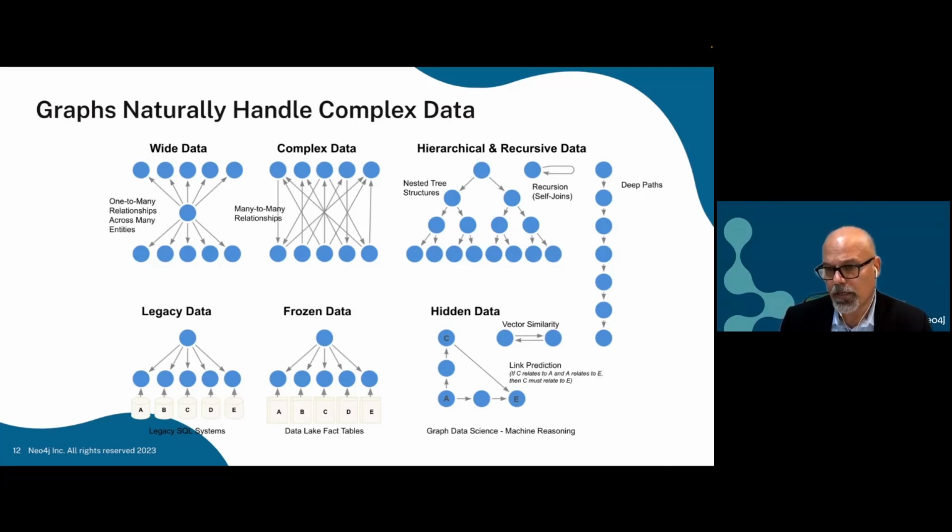And then finally, graphs are excellent at identifying hidden data. By hidden data, I mean there's latent information in the graph, and you can discover that through inferential analytics. For example, in this simple scenario, if A connects to C and A also connects to E, we might be able to predict that there's some kind of linkage or dependency between C and E. And also we have capabilities around looking at mathematical similarity between nodes and vector representations of data. And all of this becomes extremely powerful in the world of machine reasoning and Gen AI.